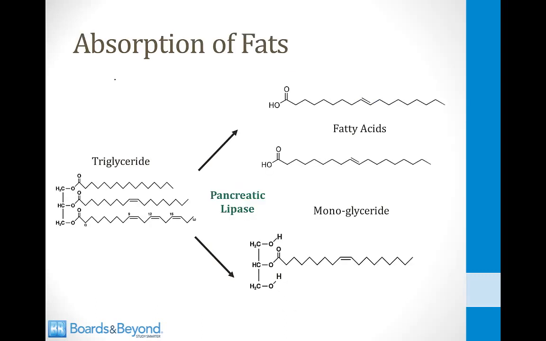The way we absorb the triglycerides that we consume in our meals into the bloodstream is by breaking them down using an enzyme called pancreatic lipase, which is secreted by the pancreas. What pancreatic lipase does is it breaks down triglycerides into fatty acids and monoglycerides. A monoglyceride is a glycerol molecule attached to only one fatty acid. When it's attached to 3 fatty acids, it's called a triglyceride.